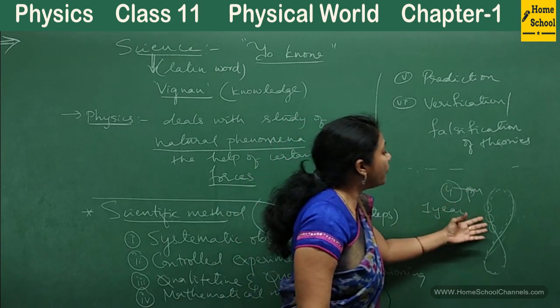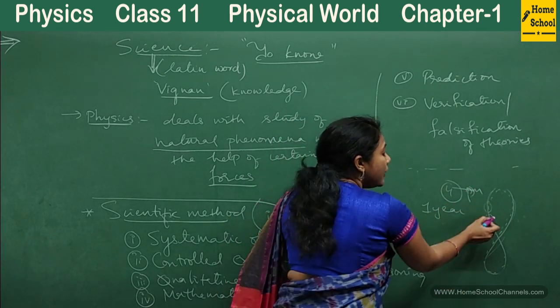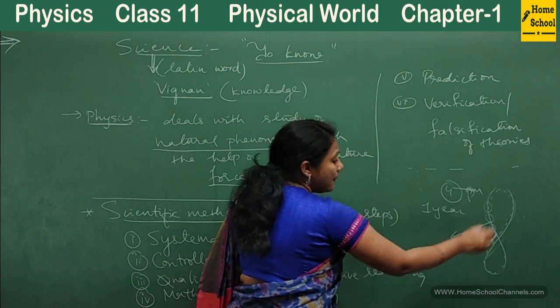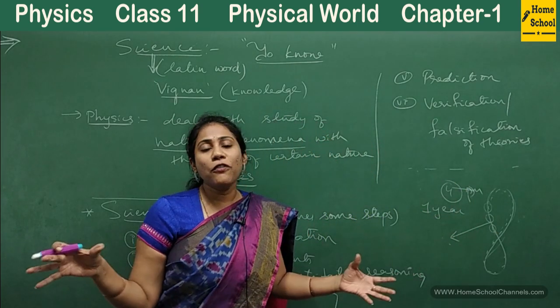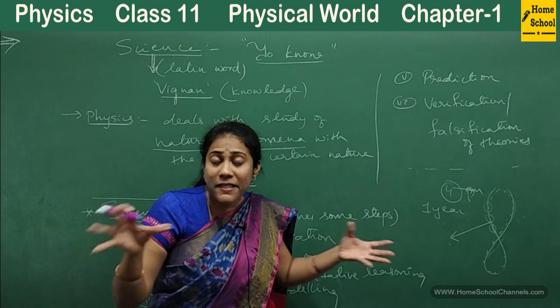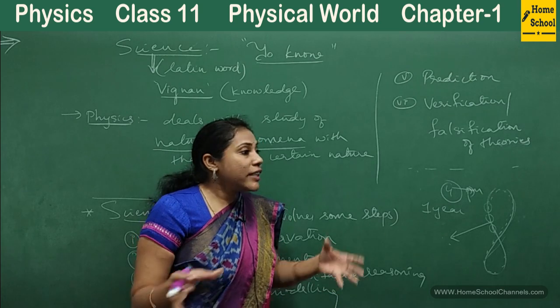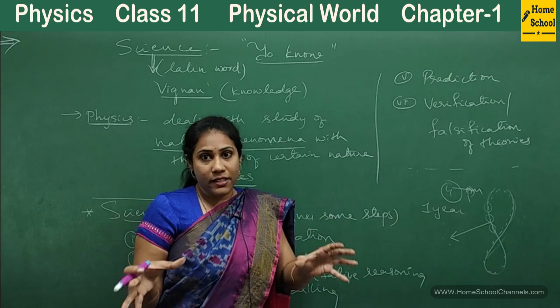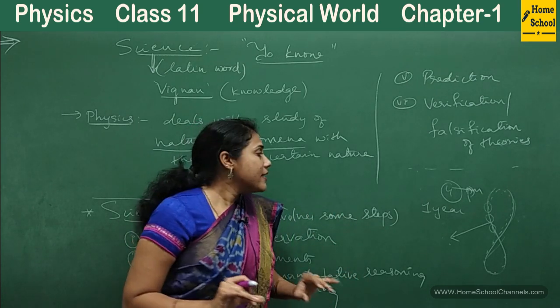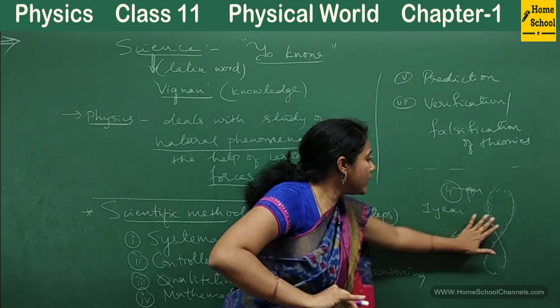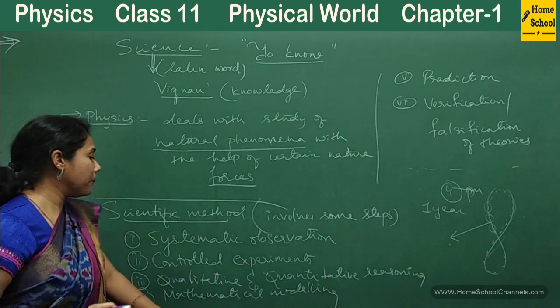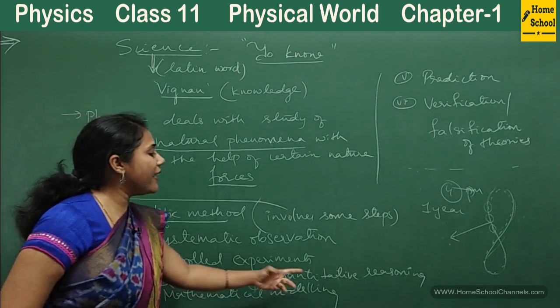And to explain this phenomena, if you give a certain mathematical formula, see, mathematical formulas always help us understand things in the easiest way. You can correlate different things with one formula, right? This is what we mean by mathematical modeling. And what about qualitative and quantitative?